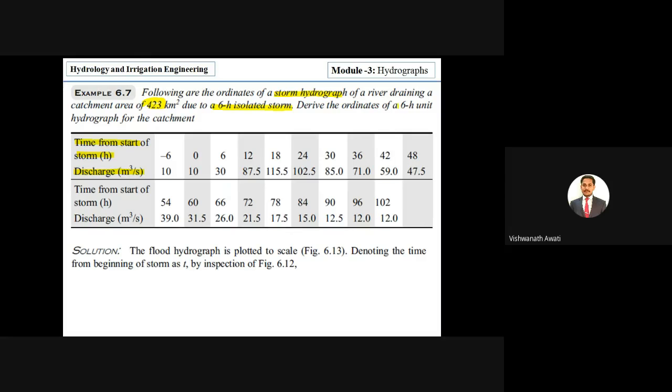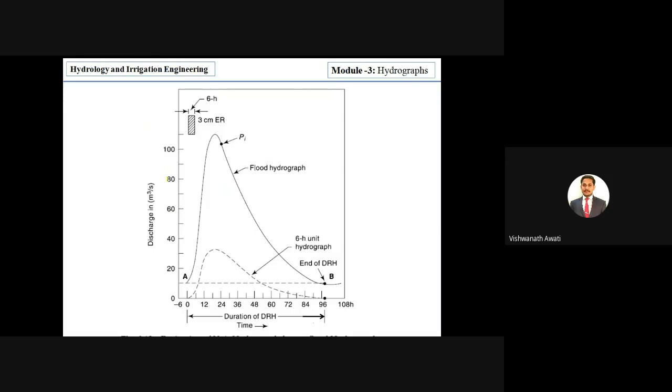Our main concern is the 6-hour unit hydrograph. We have to make the derivation, right? So then we'll see how to solve this problem. I'll repeat. They have given ordinates of the flood hydrograph and a catchment area, and we have to derive the 6-hour unit hydrograph from the flood hydrograph, correct? So first we have to plot the hydrograph, right? You can see here a plot of the hydrograph. So how to draw this flood hydrograph? They have given discharge values with respect to time. So then we'll get this flood hydrograph.